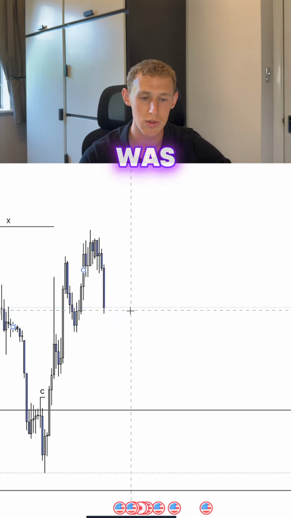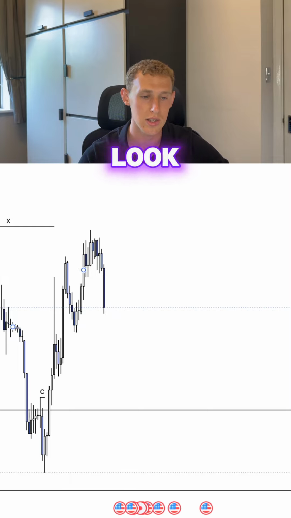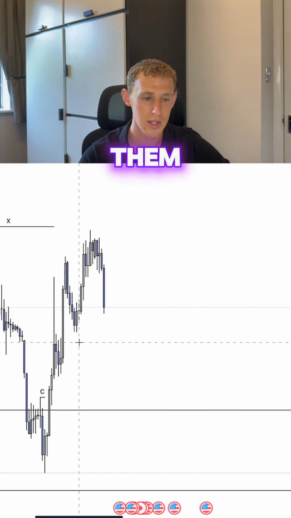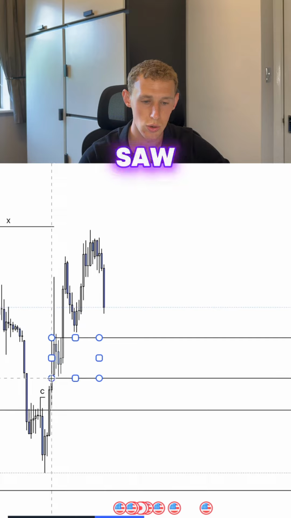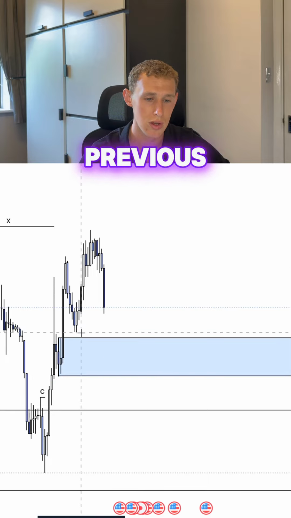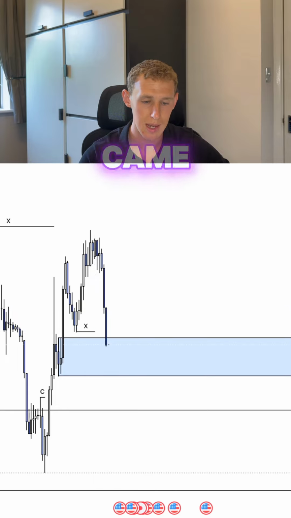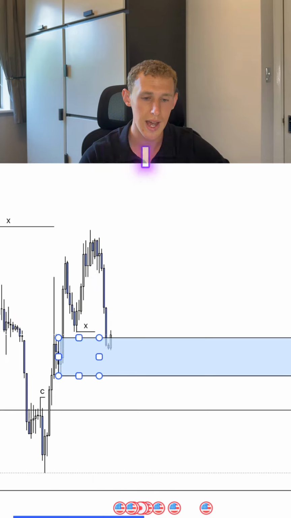So when price was right here, I started to look to the left to see which areas I could look to potentially buy from if price were to retrace into them. So the next level for me that I saw was this area of 4-hour demand resting below some previous lows just here. So once price came into this level, this is when I headed over to the M5 time frame.